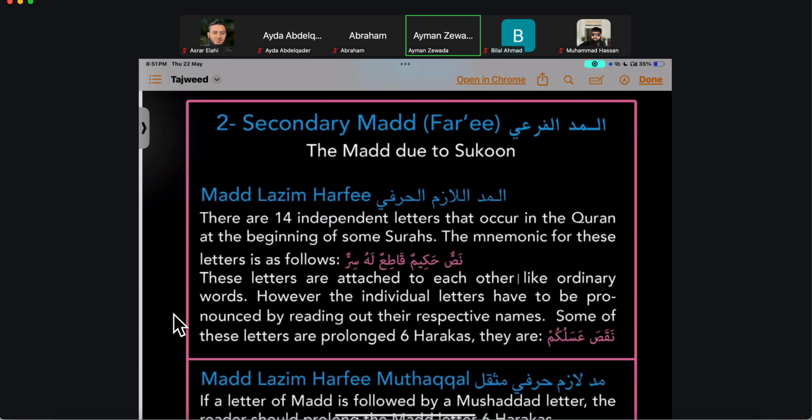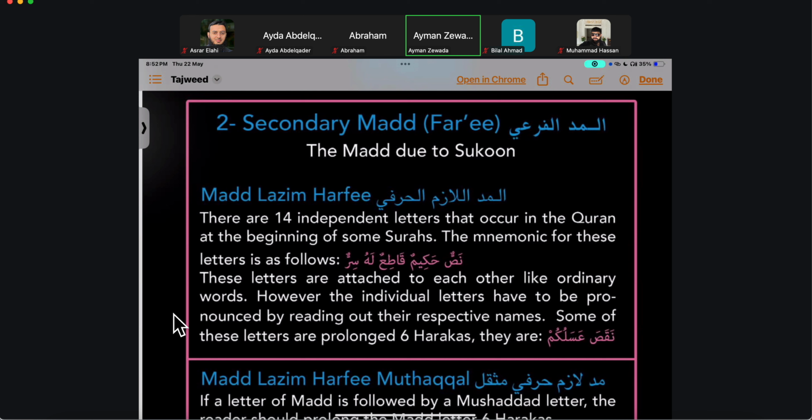There are other mnemonics, by the way. These letters are attached to each other like ordinary words. However, the individual letters have to be pronounced by reading out their respective names. Now, what does that mean? Let's say you're reading Quran for the very first time and you come across the beginning of Surah Al-Baqarah. Sometimes you'll meet children who've never heard the surah before. They'll look at that and say, alam, right? They see an alif, a lam, a mim, so they read it as one word, alam.